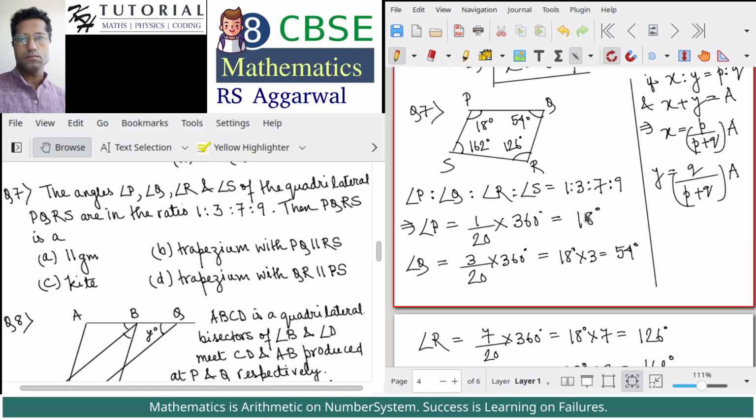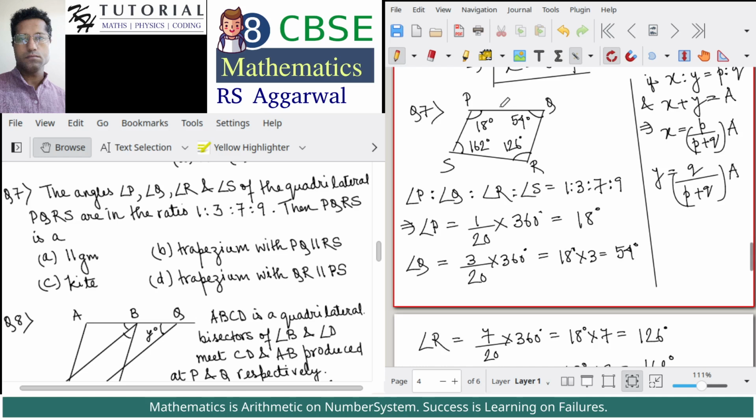Trapezium with PQ parallel to RS. Now we have to see if it is B. Now I have to see case by case. I mean, I have to individually see if choice B and D are correct or not. Now, if B is correct, then it is saying that it is a trapezium with PQ parallel to RS.